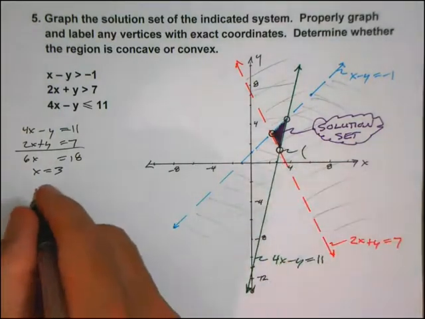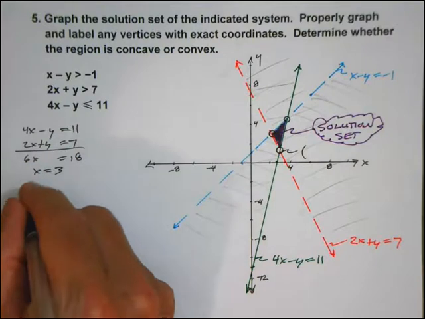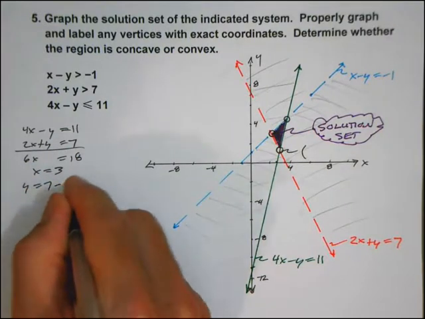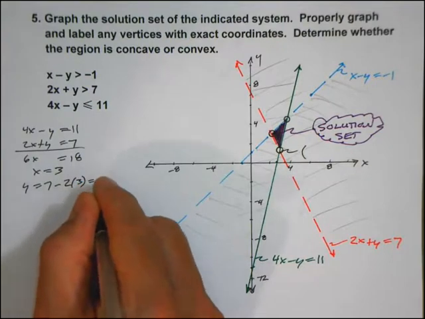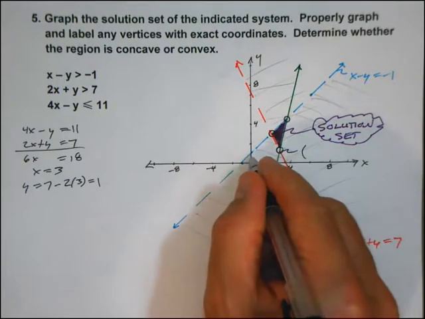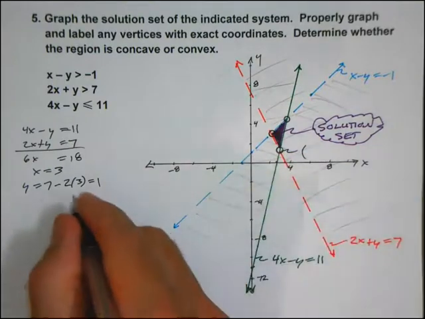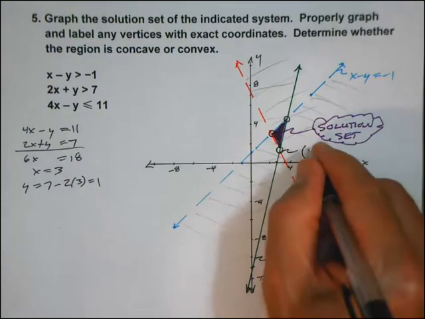Okay, let's keep going. We can get the y from the second equation. We'd have y equal to 7 minus 2 times x, which is now 3. That will be 1. How's that look graphically? Here, yeah, that's about 1. Alright, so now we can label this with 3, 1 for the coordinates.